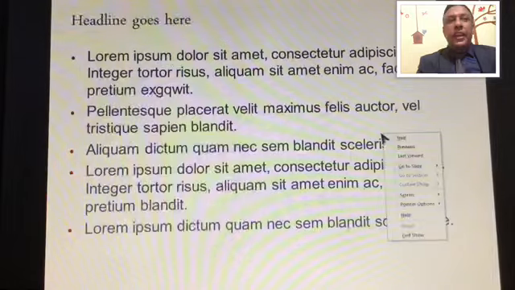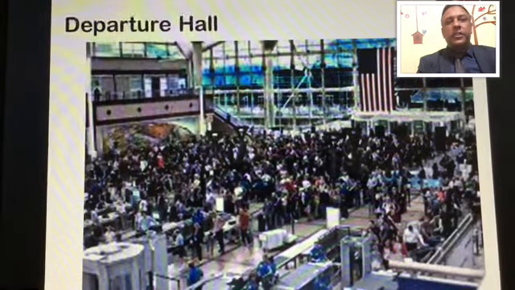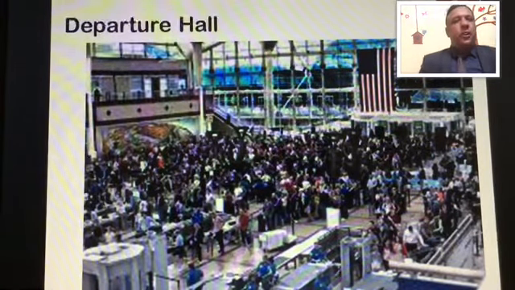So let's take a look at what a departure hall is. Okay, what is the departure hall? Not many of them know. If you're a beginner, you don't know. Departure hall is the place where the departure of the passengers takes place. So we'll be discussing more on this.